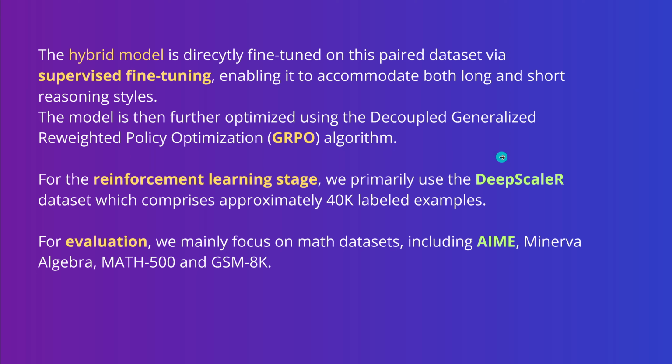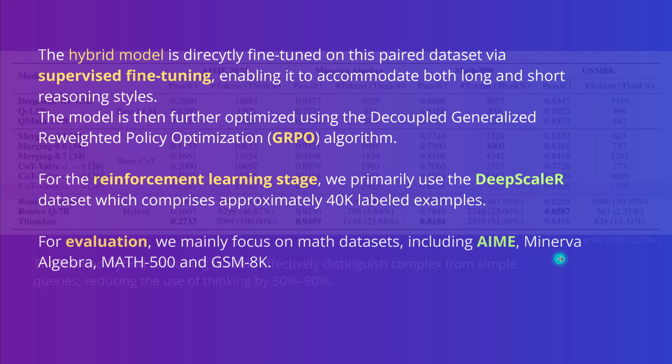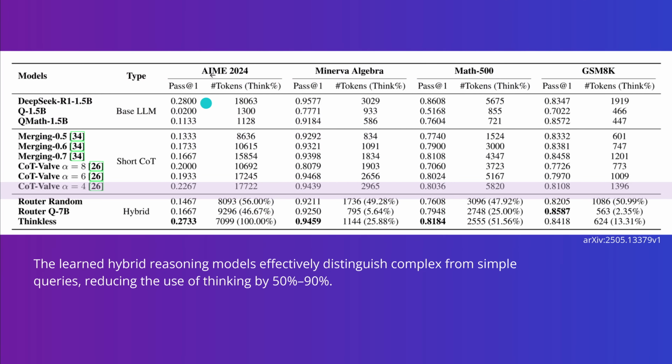For this data set, exactly like paper number 1, we have the DeepScaleR data set. We have 40,000 labeled examples here. So the quality of this data set defines everything in your system. And for the evaluation, we use the same mathematical evaluation data sets as in paper 1. Here again, AIME24, Minerva Algebra, Math 500, great. And you see a lot of different values here, chain of thought values. This is with a LoRA adapter with different hyperparameters. But if you look at the last one, ThinkLess, you see bold.